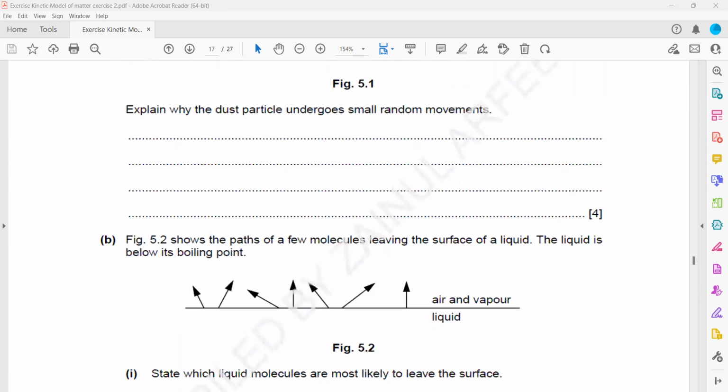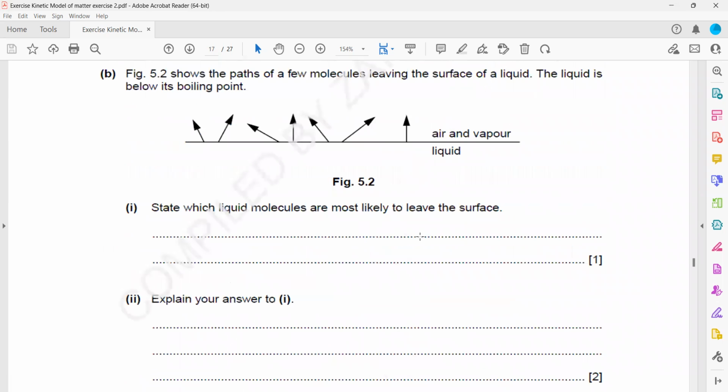Page 17, question 22B. Figure 5.2 shows the path of a few molecules leaving the surface of a liquid below the boiling point. So evaporation happens. State which liquid molecules are most likely to leave the surface. So which liquid molecules, the most energetic molecules, are likely to leave the surface.